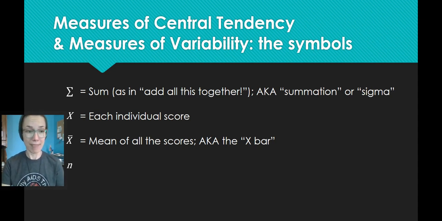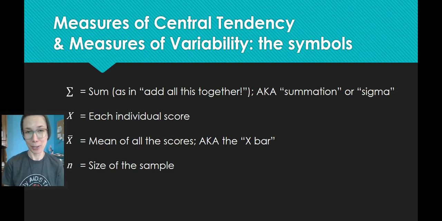And finally, n. This one might be a slightly more familiar one to folks as well. A little n is referring to the size of the sample. A big N means something else that we'll get into a bit later on, not in this video. But when you see a little n, it's referring to the size of the sample.